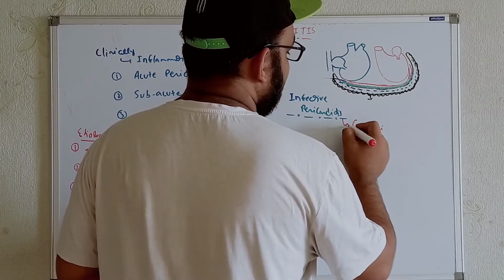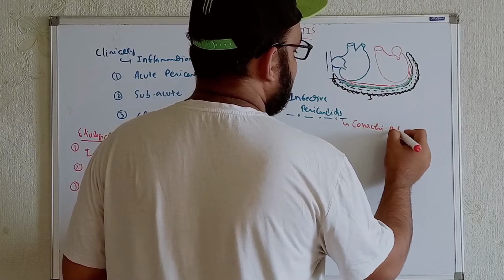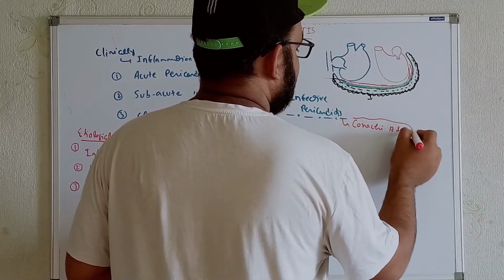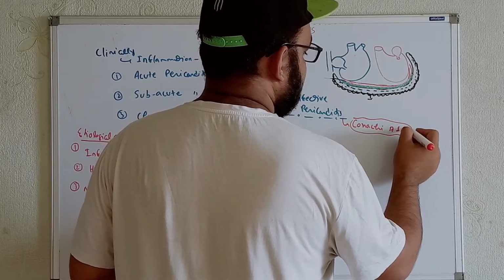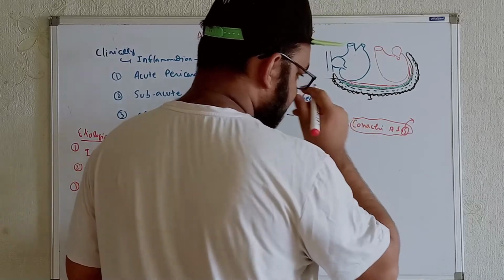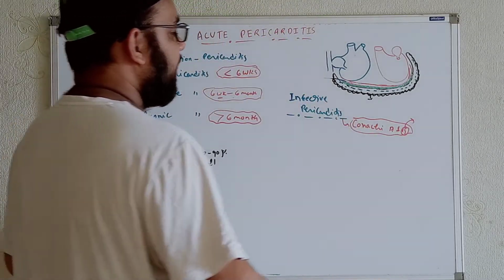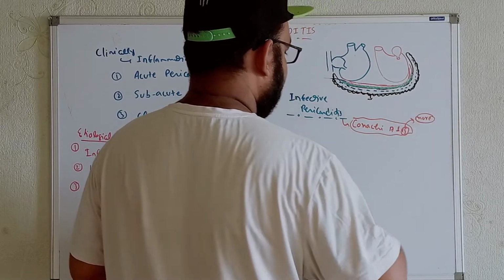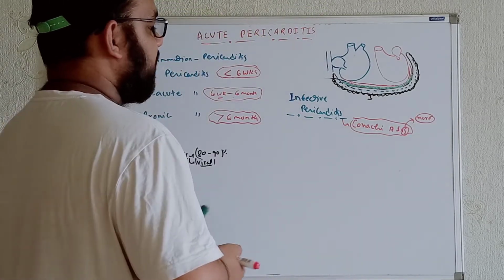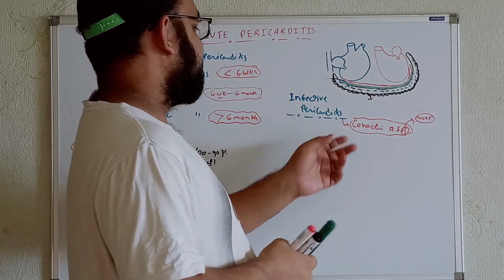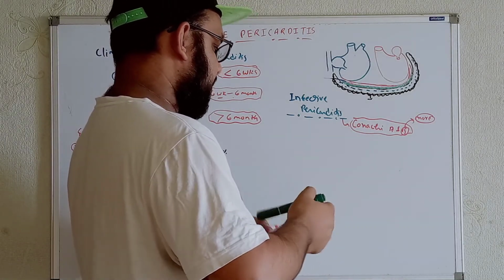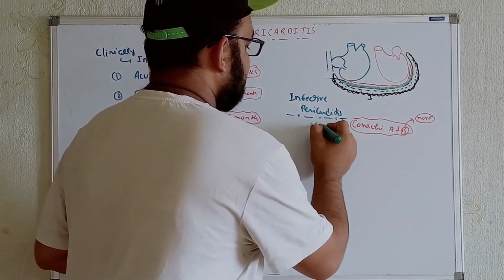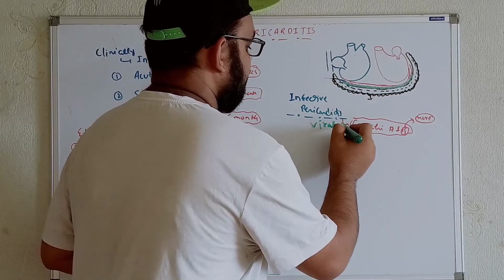Within the Coxsackie virus, we will get two groups, Coxsackie A and Coxsackie B. Out of Coxsackie A and Coxsackie B, more specifically Coxsackie B is more responsible for causing the infective pericarditis. Okay. What are the other viruses that can also cause the infective pericarditis? So these are the viral etiologies. Let's write it over here.